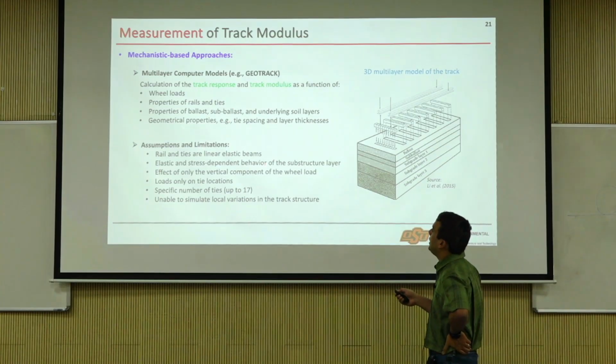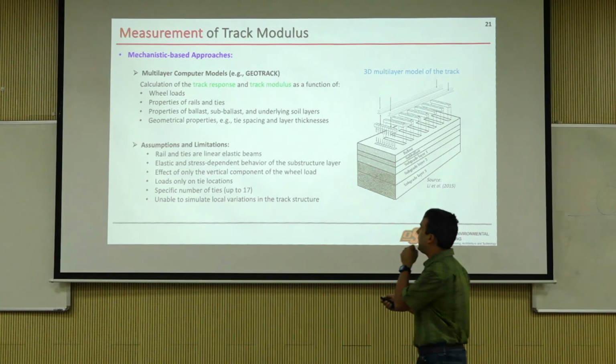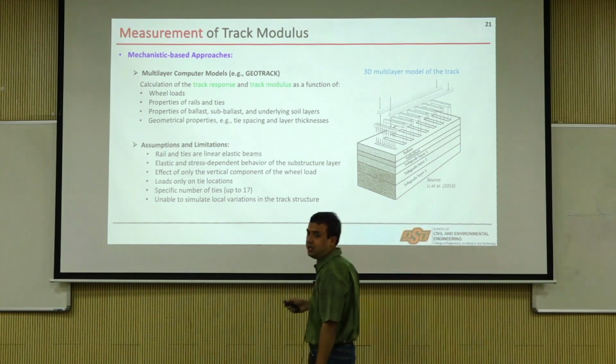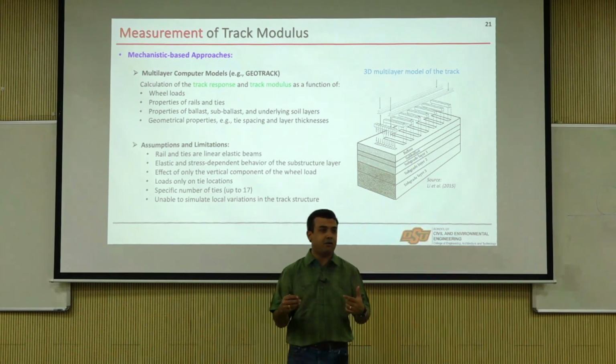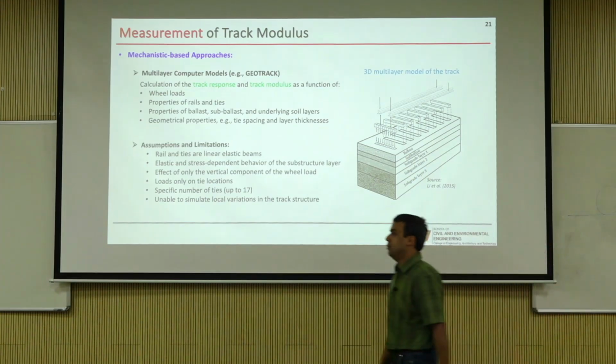Rail ties are linear elastic beams. Elastic stress dependent behavior can be modeled. Effect of only vertical component of wheel load. You don't have the ability to have horizontal. That's the big one. How does a rail go, folks?